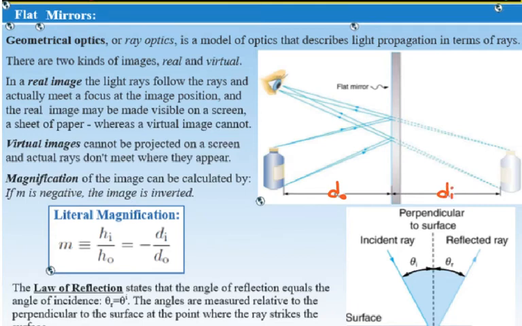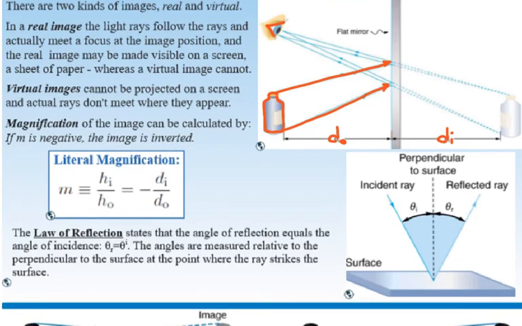Here is your eye, and here is the object. The rays from the object will reflect in all directions, but some of these rays will hit the mirror at certain angles. There is a law called the ray reflection law that states that the angle of reflection equals the angle of incidence. If the light ray is coming at a certain angle, this angle is called the incident angle, and this one is the reflected angle. So the incident angle is equal to the reflected angle.